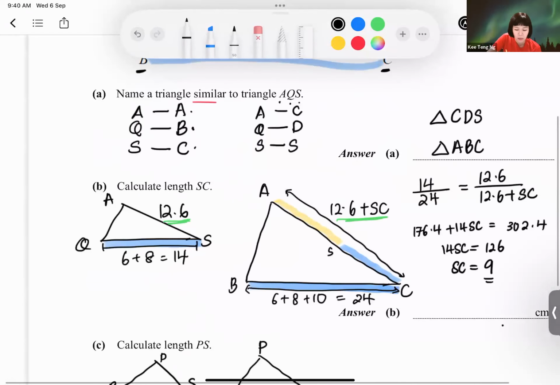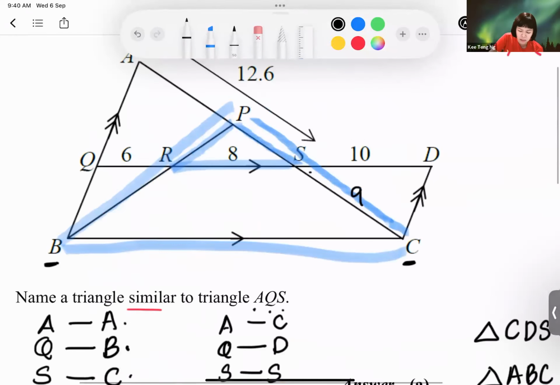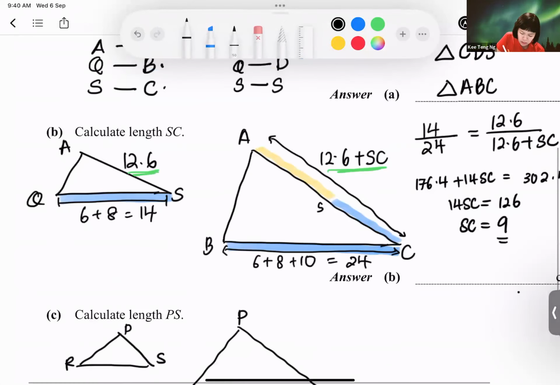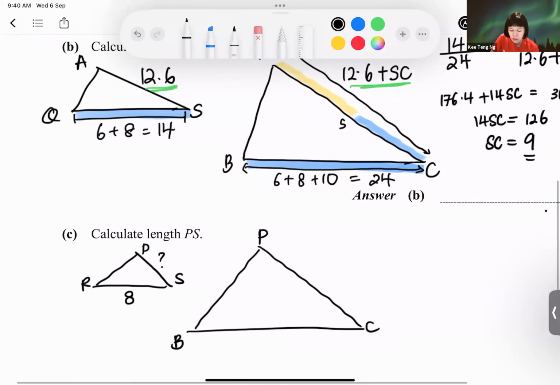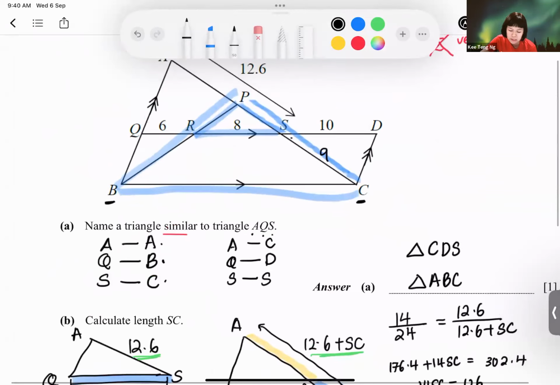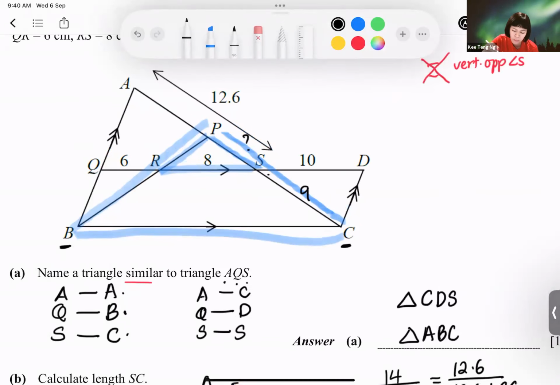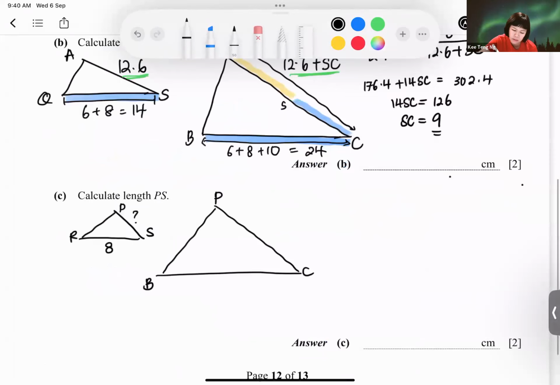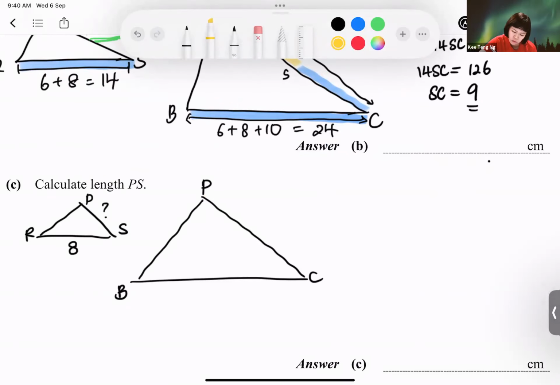Okay, let's plug in our numbers. RS is 8. This one I want to find. So the whole of PC is this question mark plus 9. So it's PS plus 9. PS is this portion over here that I need to find, then plus this portion over here is 9, what we found just now. So the whole thing over here will be PS plus 9.